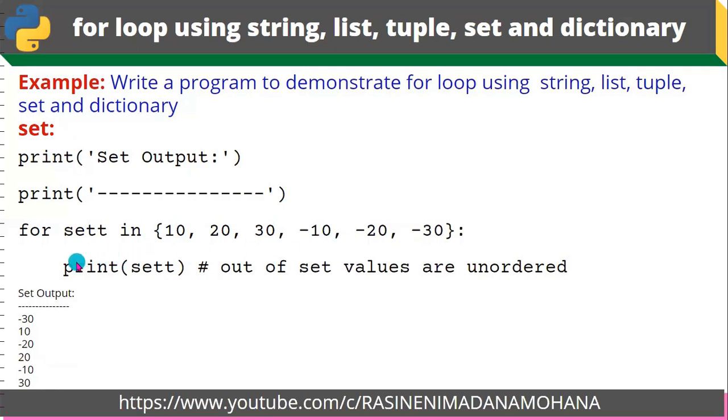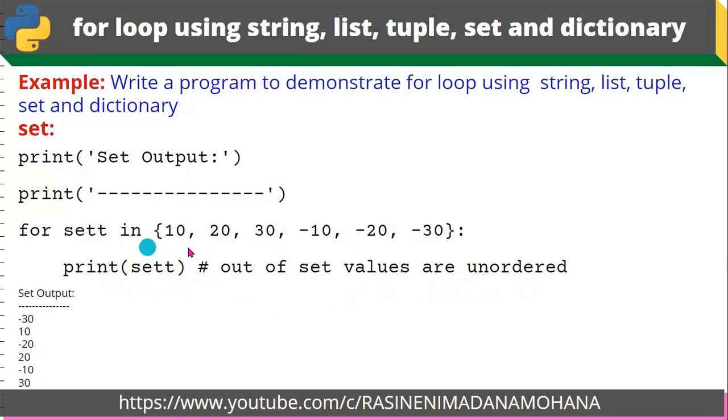So now here we print the set values. Here is one important point we have to remember. Whenever the data type is set, the output from the set can be displayed randomly. It won't display in either ascending or descending order. That's why the output of set values is unordered.